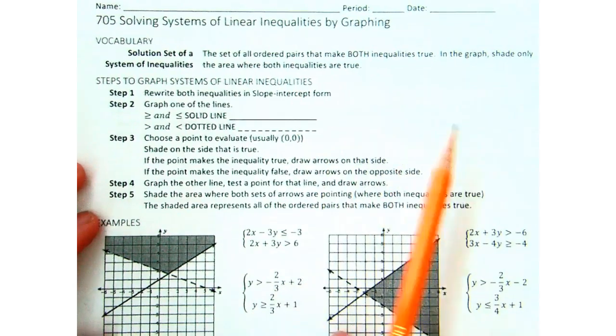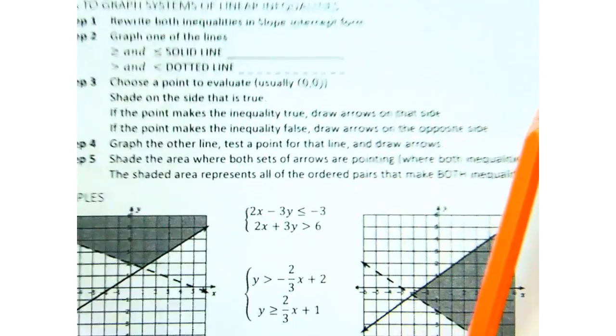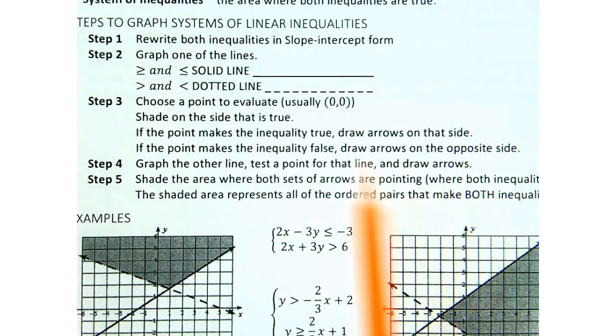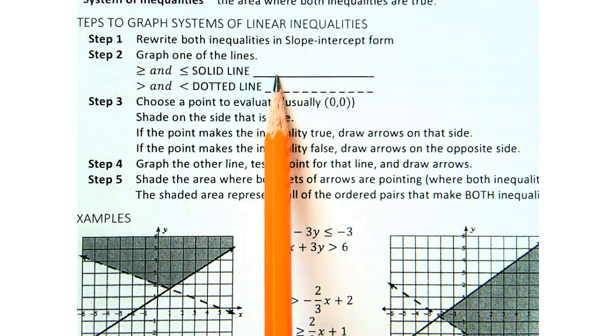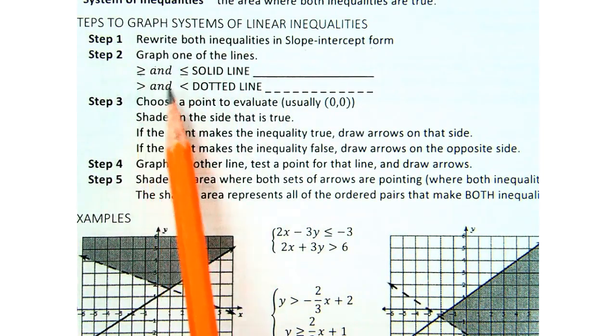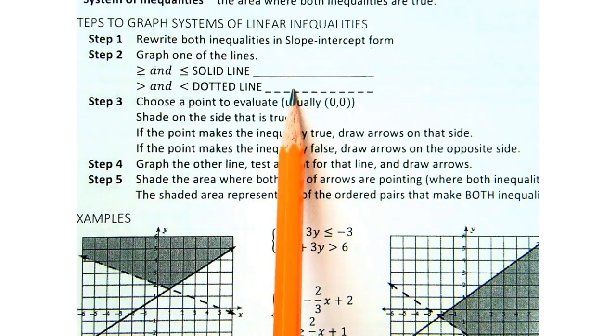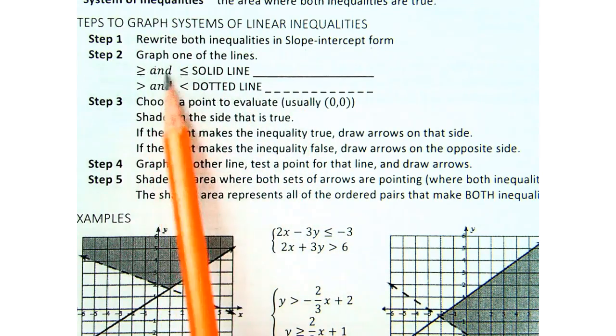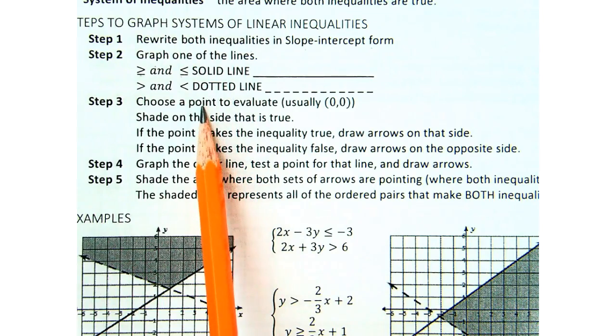If this inequality includes an or equals, graph a solid line. If the inequality does not include an or equals, graph a dotted line. Check one point to see which side you should shade. Draw an arrow on the side that should be shaded.